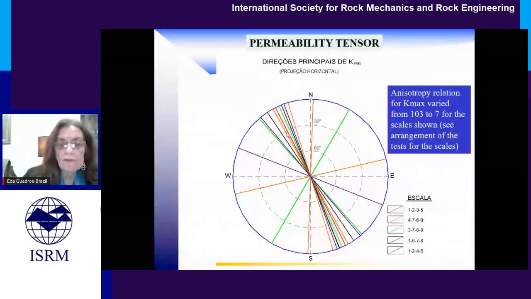And using the flow paths and the calculations based on the model shown before, we determined the permeability tensor for the scales of tests as shown for these scales. As shown here, the anisotropy relation for the K maximum in these scales varied from 103 to 7. According to the arrangement for the scales, one can see the arrangements that were shown before.